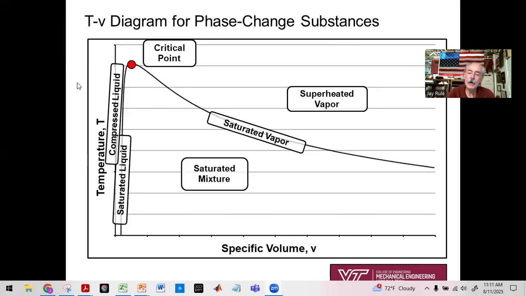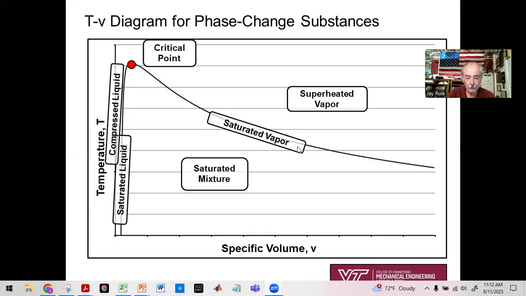You're also going to see a dome, okay? And here's your critical point. And you're going to see a dome that's much, much steeper here to the left and a lot less steep on the right. And so you're going to have temperature on the y-axis, specific volume on the x. Now I'm going to go a little faster because the point to make here is you still need to be able to say what your phases are on the TV diagram.